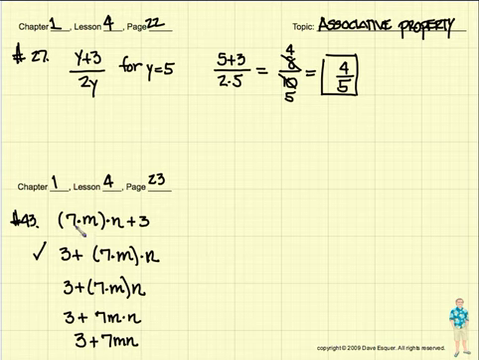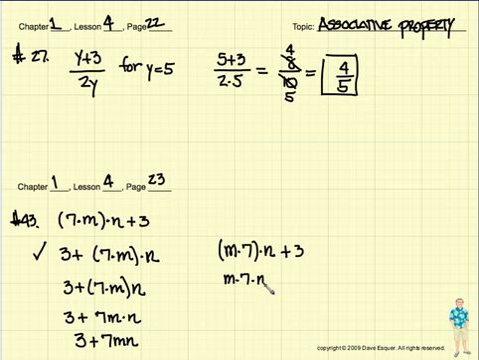Another equivalent expression might be just to use a commutative property inside the parentheses and rewrite that first parentheses as m times 7 times n plus 3. Remember, all we did was we commuted these two. So this one would look like m times 7 times n plus 3, or 7mn plus 3. And if you notice, these two turn out to be exactly the same expression. So those first two would be two equivalent expressions.